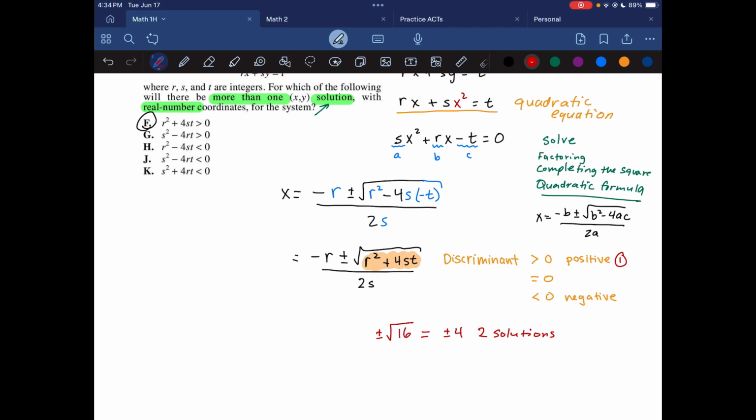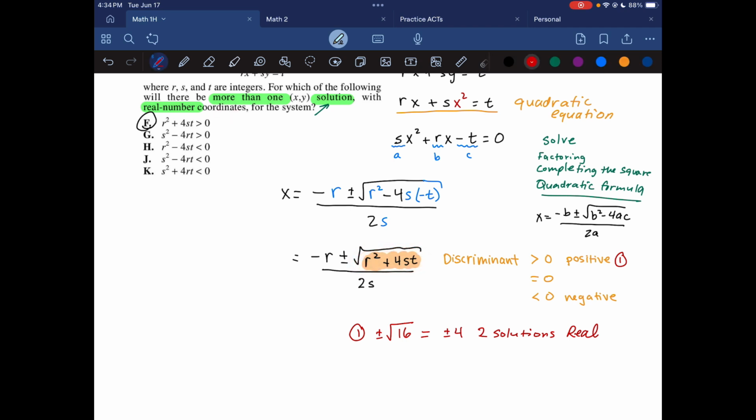And are 4 and negative 4 real numbers? Yes. And when did that happen? It happened when the discriminant was greater than 0, when it was positive, okay? Now, if you think about it at this point, we've really answered the question because it says more than one solution that are real. 2 is more than 1, and these are both real. And when does that happen? When the discriminant is greater than 0, or when this piece is greater than 0. And that's why F is the correct answer choice here.